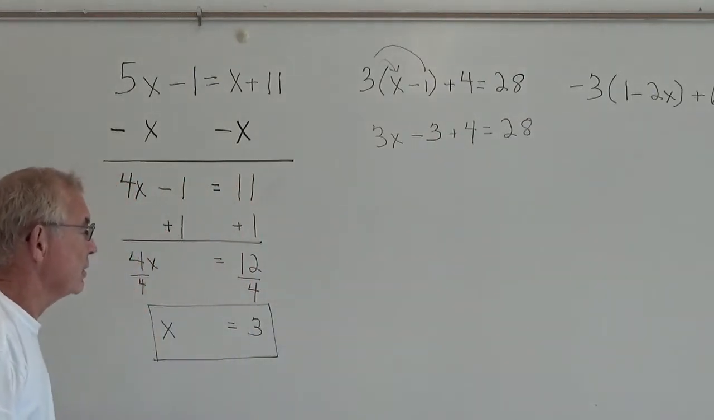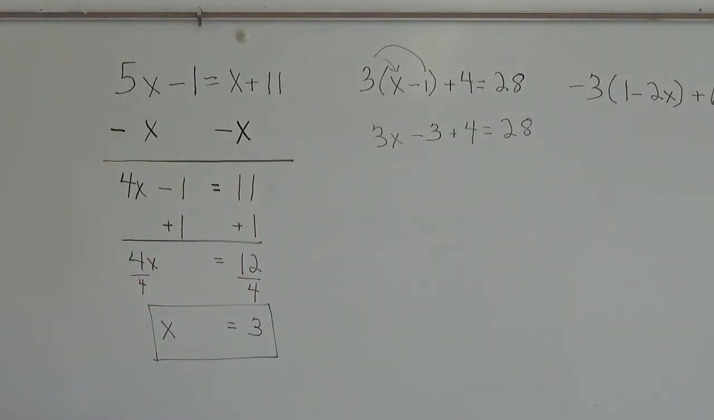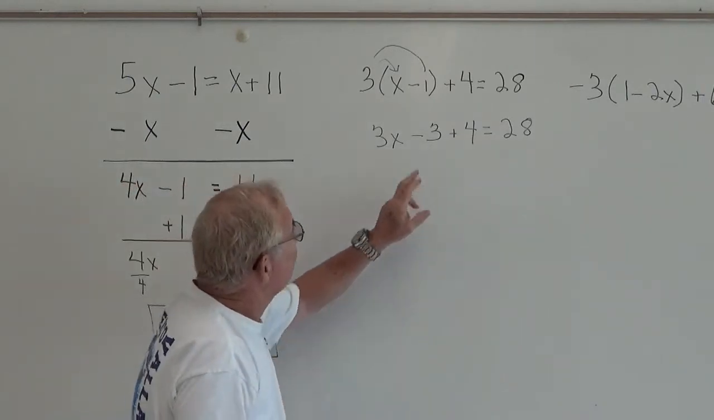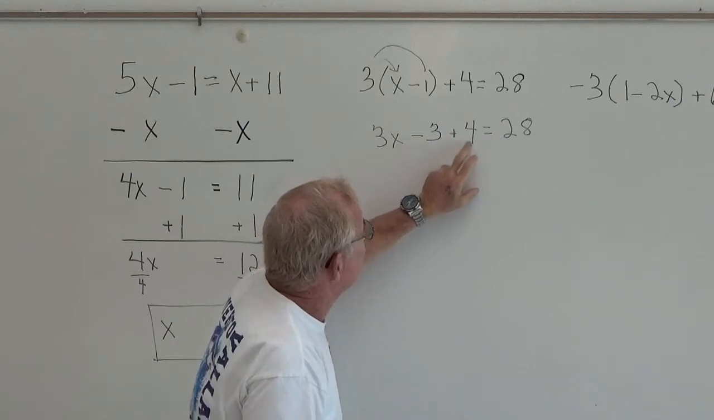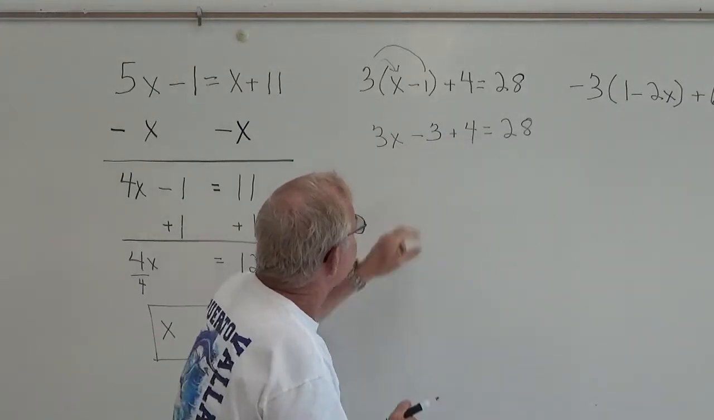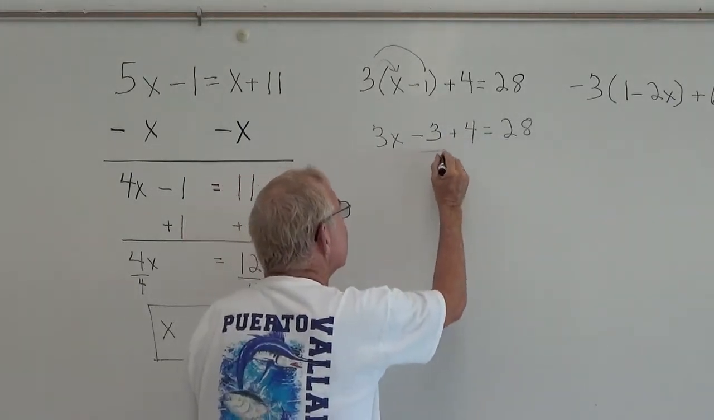Now, I would suggest before you start adding something to the right and adding something to the left, you combine similar terms. It makes it quicker. Negative 3 plus 4 is the same as 4 minus 3. Well, 4 minus 3 is 1. So you can combine those 2 terms and get 1.